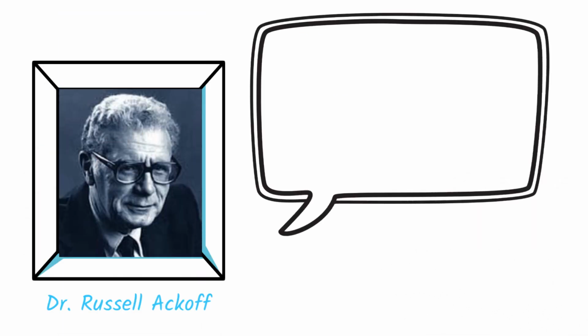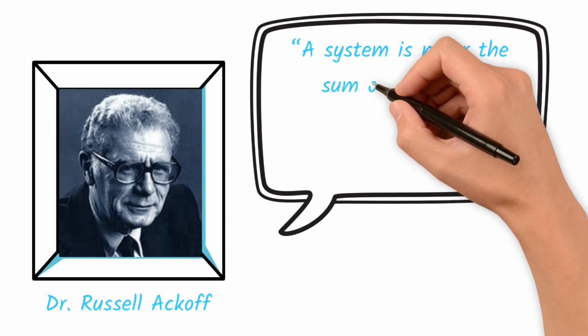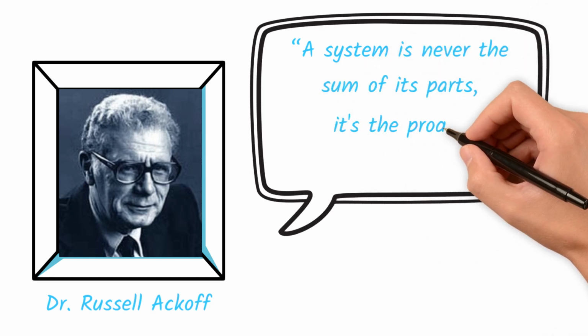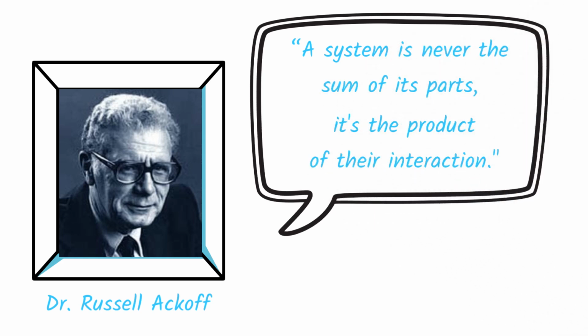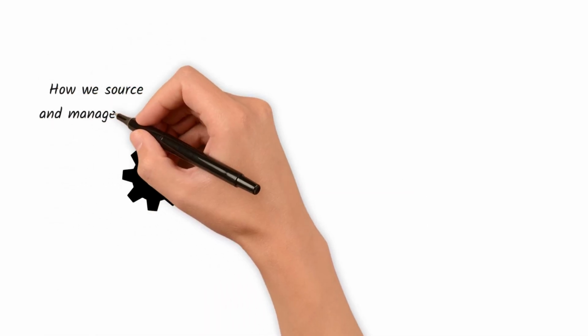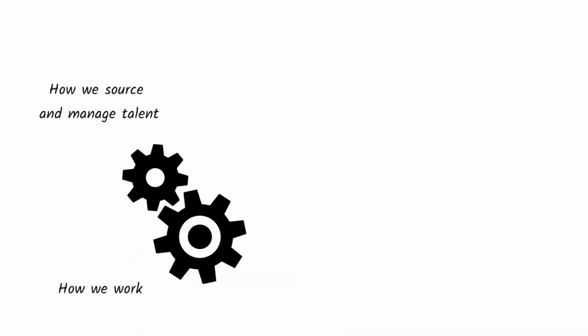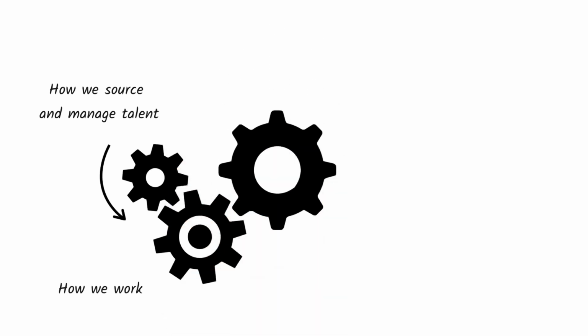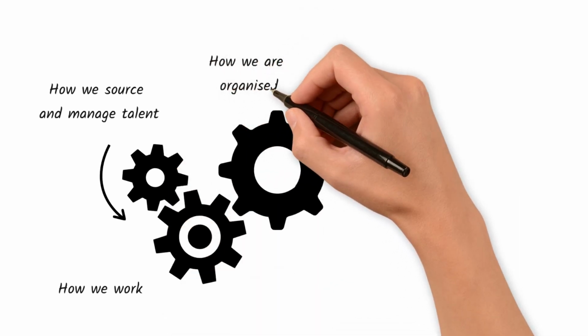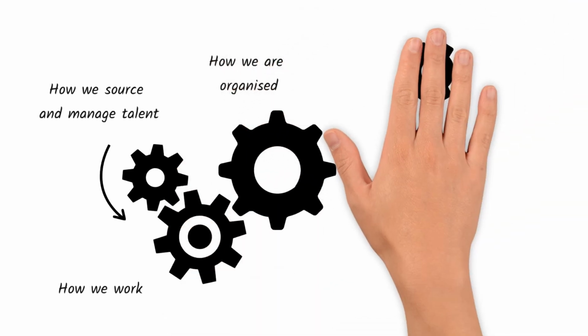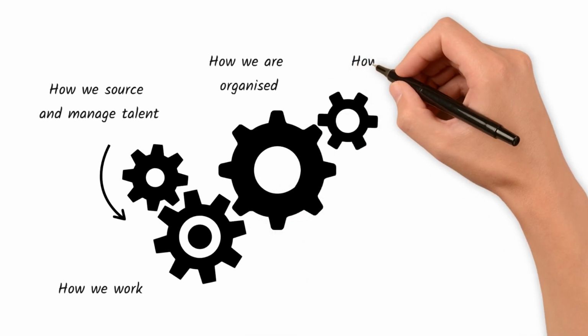No component is an island. As Dr. Russell Ackoff said, a system is never the sum of its parts, it's the product of their interaction. The 5 components that form the operating model are interconnected. They act as a system. Therefore, if there is a change in one component, there needs to be a change in the others. There is a need for alignment to ensure the system effectively fulfills its purpose. If we change how we work, then we need to ensure we change how we govern and how we lead.